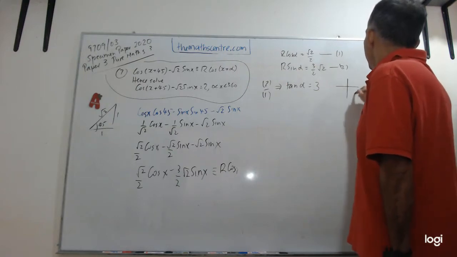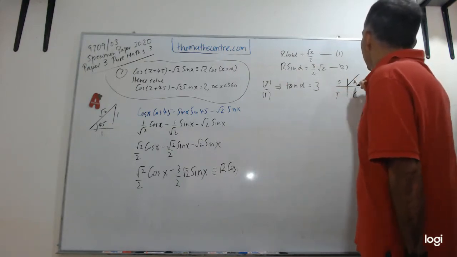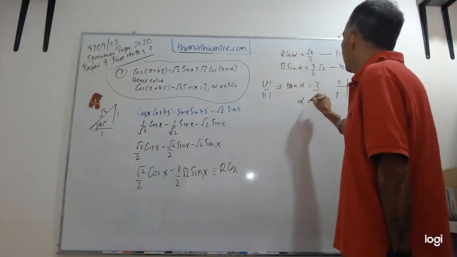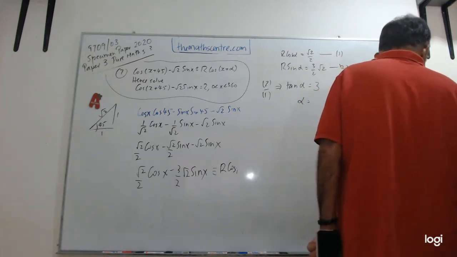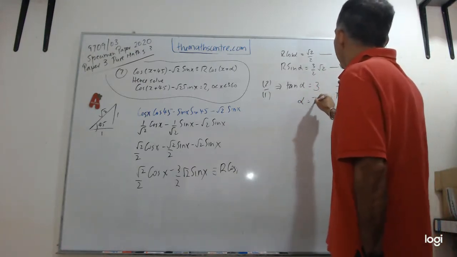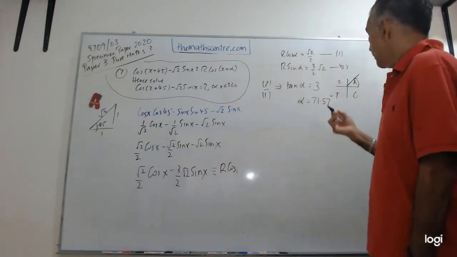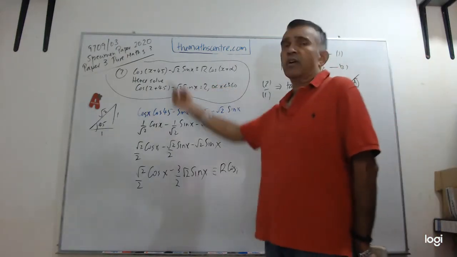So we have CAST. I don't think you need this, but now let me just be a bit more professional about this. Tangent alpha is 3. So if you look up your calculator, I wrote the number down somewhere. Yeah, okay. So alpha you'll get 71.57 degrees. That's alpha. So give your answer in terms of degrees because they gave me 45 degrees here.